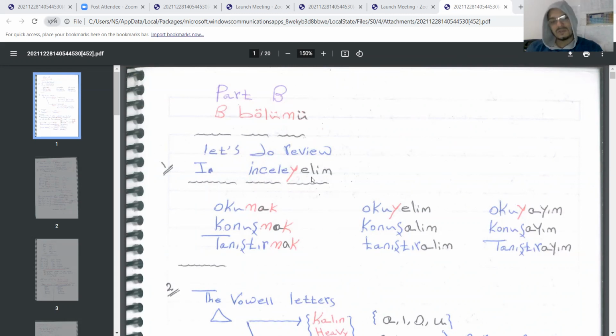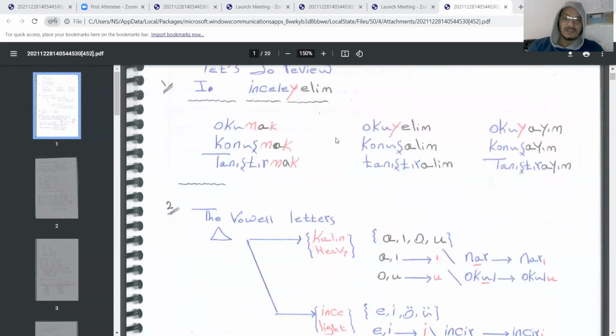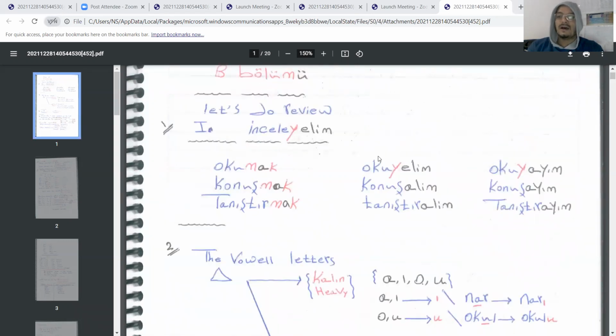Let's do a simple review. At first, let me focus on these few verbs like okumak, konuşmak, tanıştırmak. Here, okumak, all of these verbs are a base form of verbs. Okumak means the base form of read. How can we say let us study, let us do review, let us go, let us come, something like that? We'll do some change here. Any base form has this ending, mak or mek.